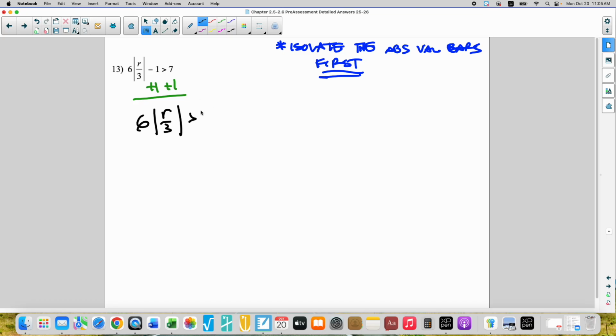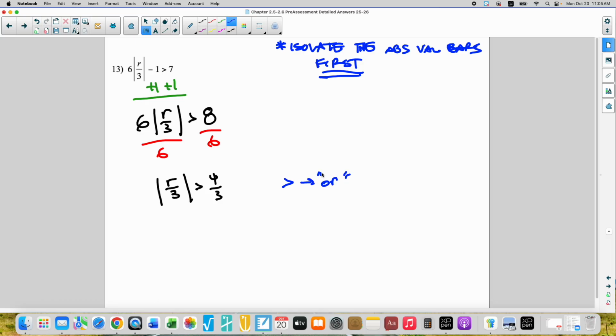So 8, no, not 6, that's 8. We're going to divide by 6. Divide by 6. We get the absolute value of r over 3 is greater than 4/3. And now we can evaluate. Now we see that it's an or statement.